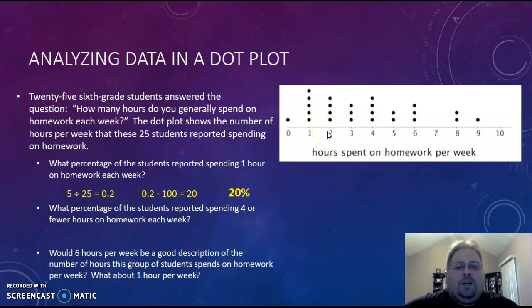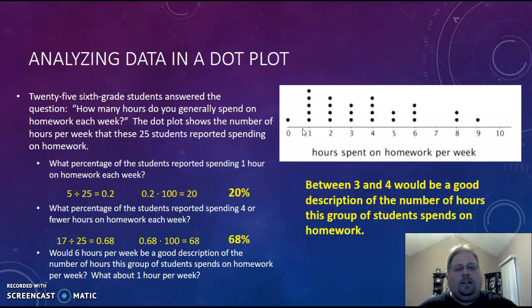What percentage of the students reported spending 4 or fewer hours on homework each week? So you're going to count the number of dots above 4: 3, 2, 1, and 0. And that comes up, you get 17. 17 divided by 25 gives you 0.68. You take that 0.68 and multiply it by 100 and you get 68, which is 68%.